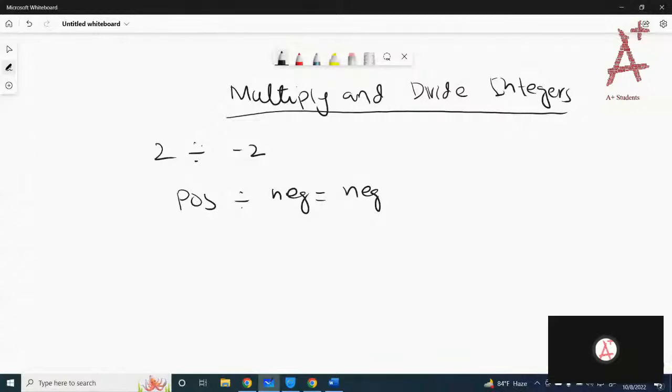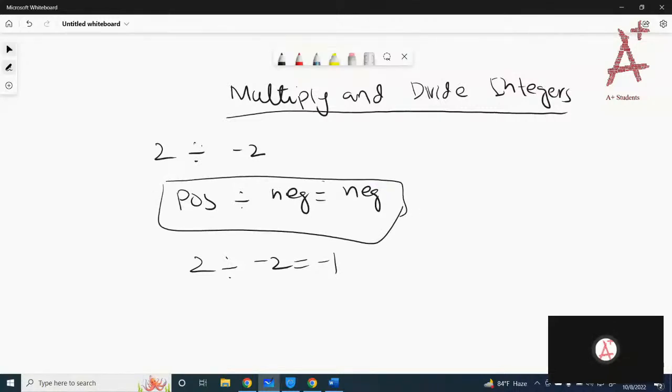So 2 divided by 2 is 1. And the answer must have a negative sign. So it would be then negative 1. Got it? So 2 divided by negative 2 is negative 1. These are the rules. You have to keep them in your mind. Got it? You know the answer is negative and positive.